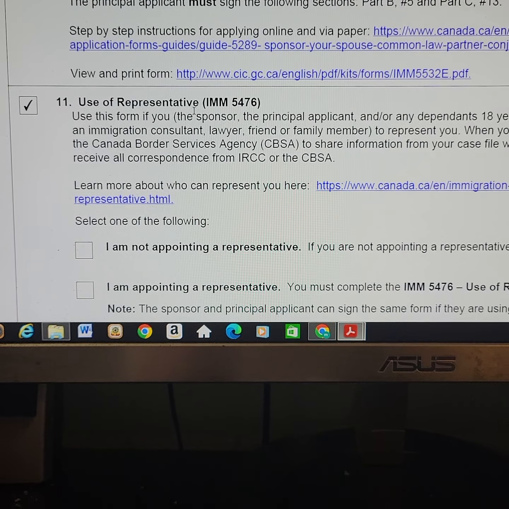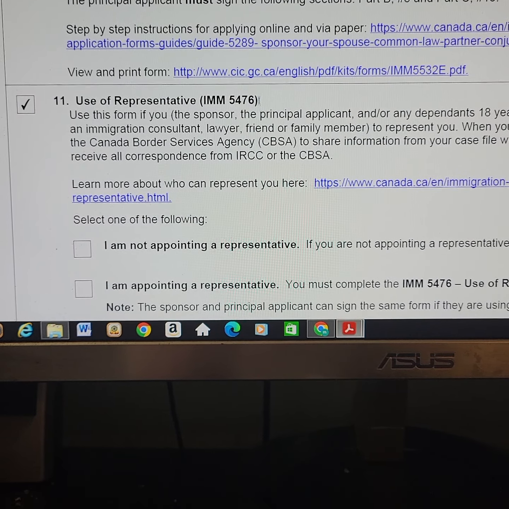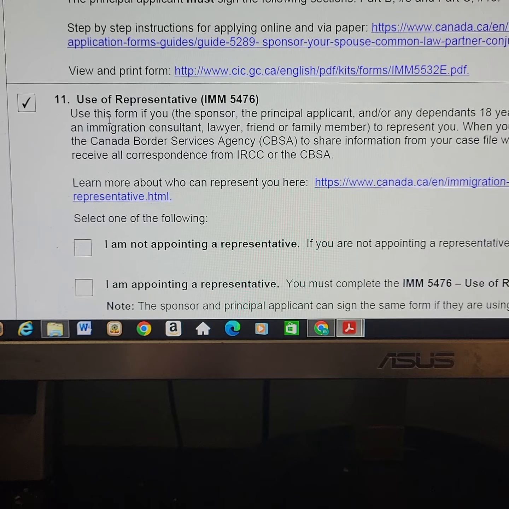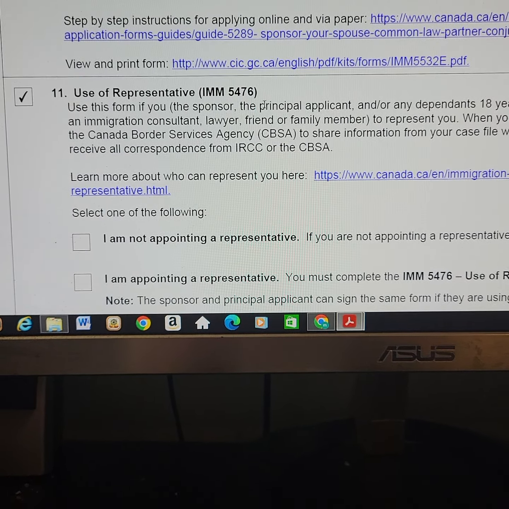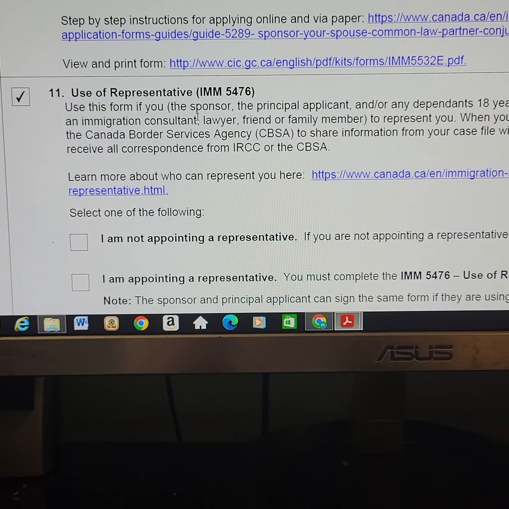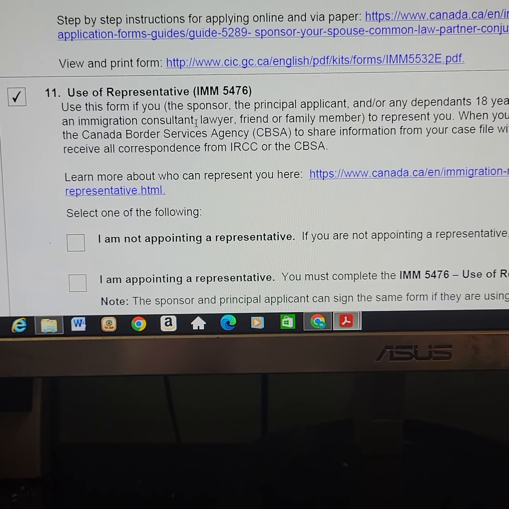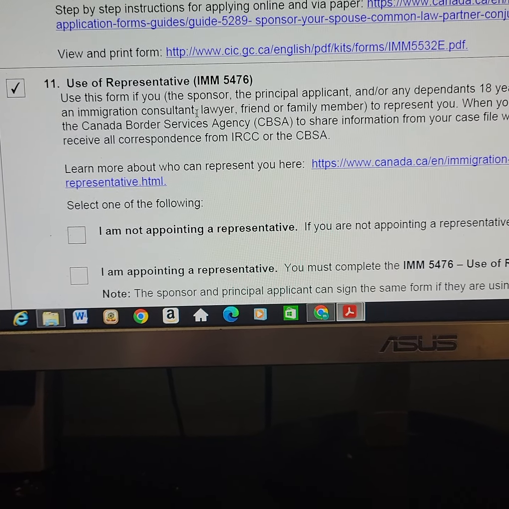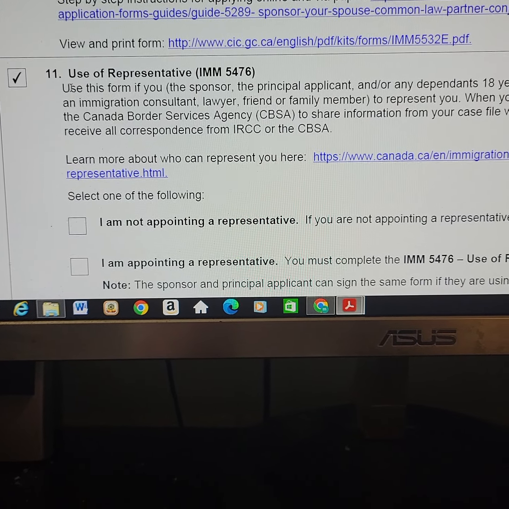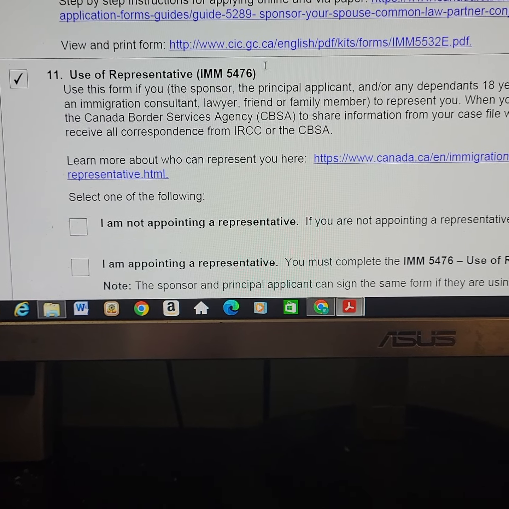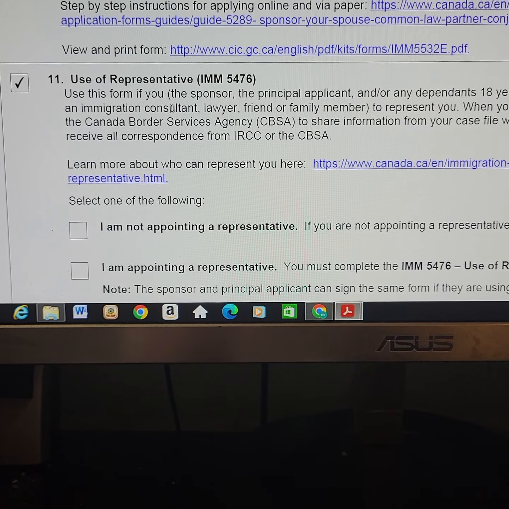A sponsor can have their own representative, and then they fill out their own form, and the principal applicant can have their own representative. If you guys have one lawyer to do your papers, then you just need to fill out one form, IMM 5476, for both of you. But if you guys want to have different representatives, then you have to fill out two of them. If the sponsor wants to have all the information come to them, make sure you give your number, your email, your address, everything, and all the information will be coming to you.